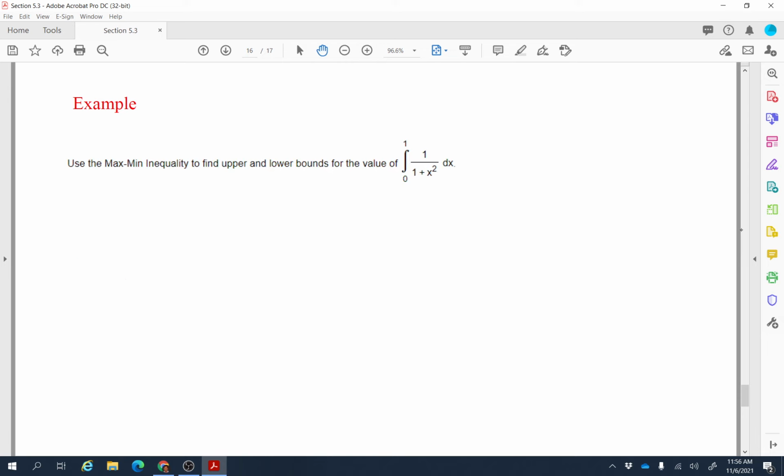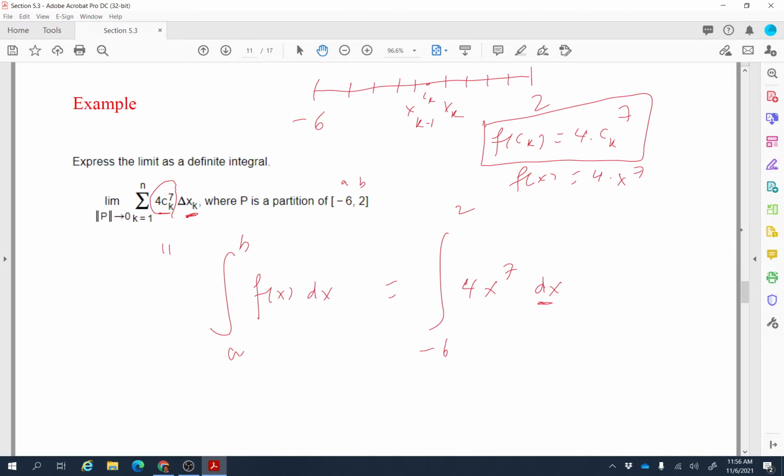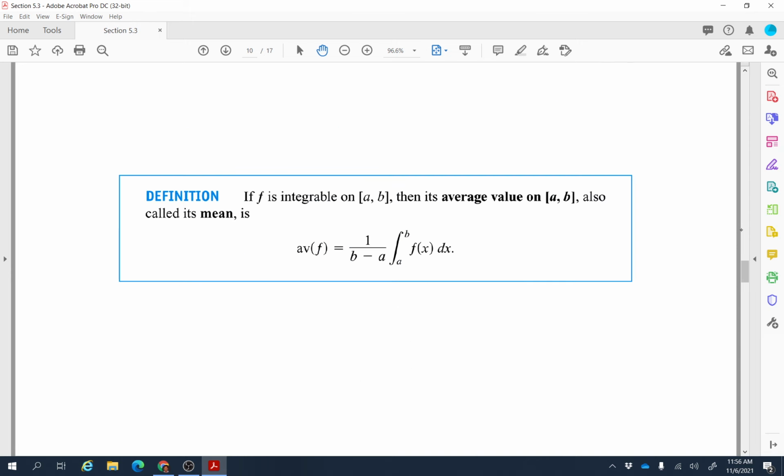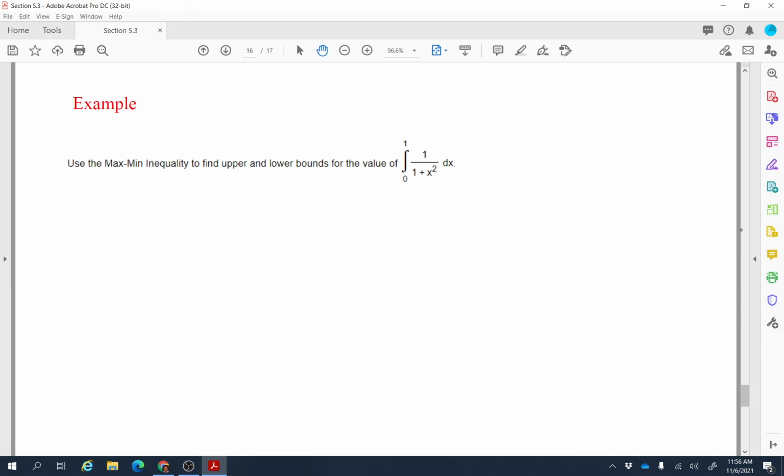Use the maximum minimum inequality to find upper and lower bounds for the value of this integration. So remember the table we discussed here. If you have a function whose maximum value and minimum value is known, then this definite integral can be bounded by the minimum value of the function times b minus a, and the maximum value of the function times b minus a. So we just need to find out the minimum and maximum value of this function.